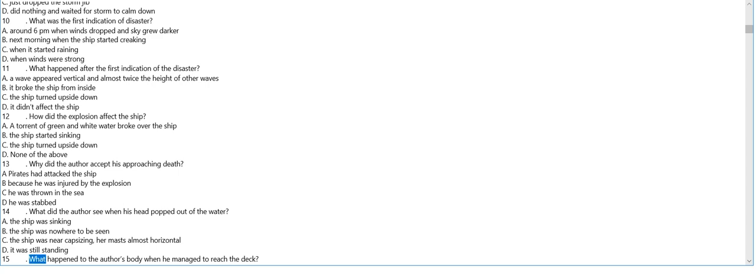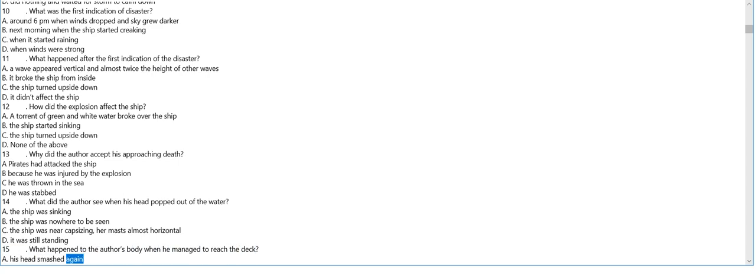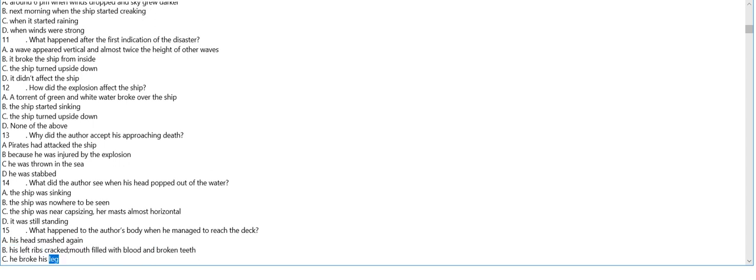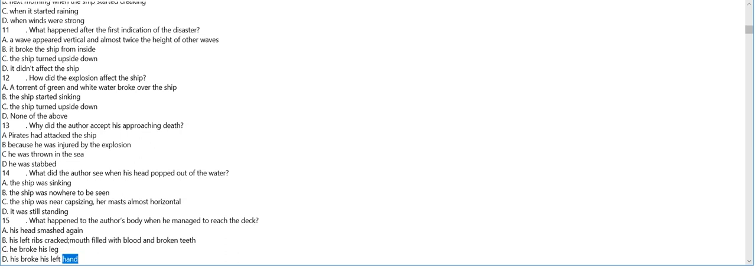15. What happened to the author's body when he managed to reach the deck? A. His head smashed again. B. His left ribs cracked, mouth filled with blood and broken teeth. C. He broke his leg. D. He broke his left hand.